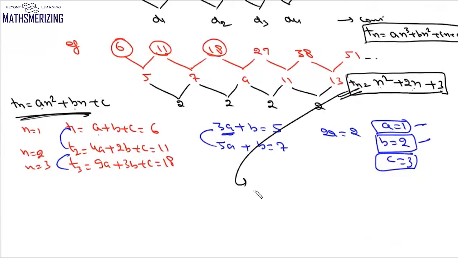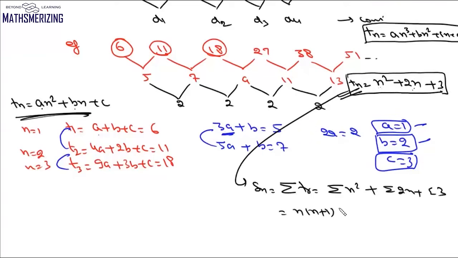Now, if we have to find the sum of n terms, we know that the sum of n terms is nothing but summation tr. So it will be summation n square, summation 2n, and summation 3. Now, summation n square is n into n plus 1 into 2n plus 1 divided by 6, then 2 times summation n, which is n into n plus 1 by 2, and then plus summation 3 which is 3n. So that is the sum of the first n terms of this sequence. So if the difference of the difference is constant, then we take these terms as a quadratic term. Now let us take another example.